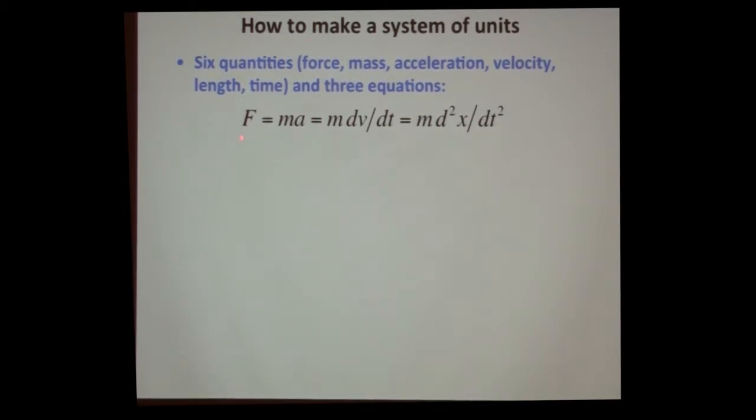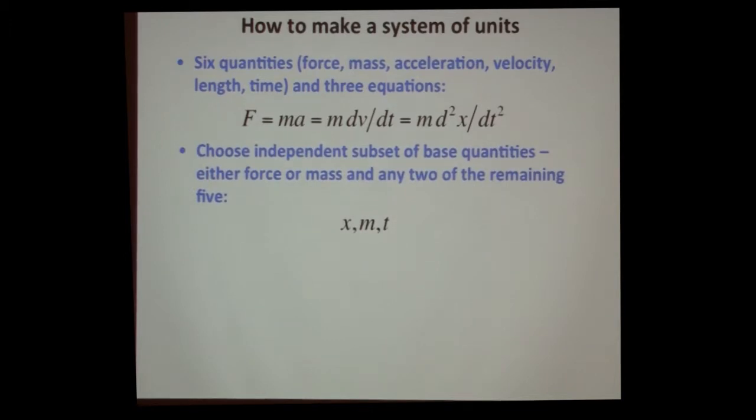So shown here are six quantities: force, mass, acceleration, velocity, time, and length. And the relationships are just Newton's second law and simple dynamics. You need to choose an independent subset of the base quantities that will then form the foundation of your system of units. For this set, you need to choose either force or mass and any two of the remaining five.